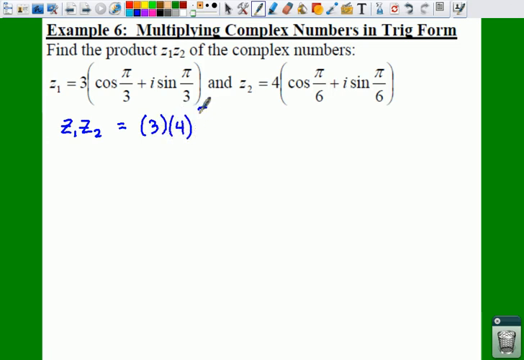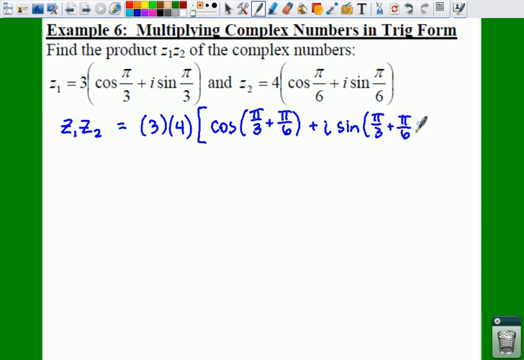And then on the inside of our brackets, we have the cosine, and here you are adding your thetas. So we're going to have cosine of pi over 3 plus pi over 6, plus i sine of pi over 3 plus pi over 6. So on the outside, that's going to give us a 12.